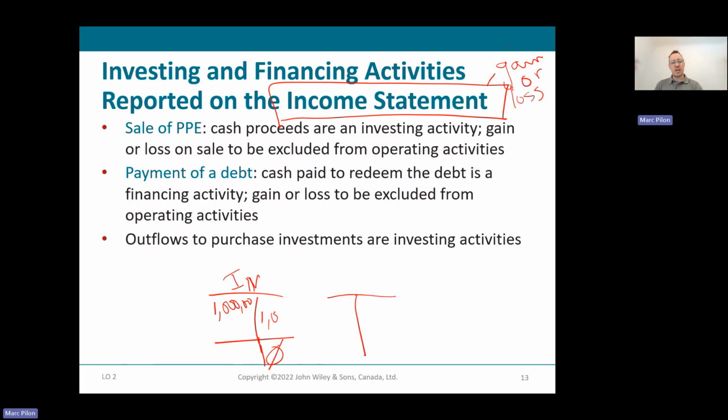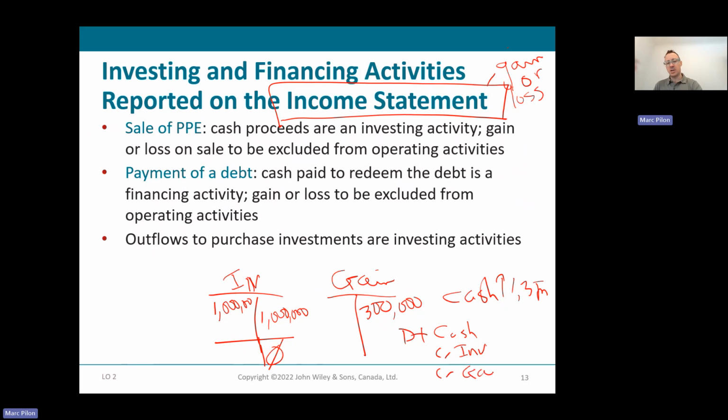So we need to derecognize 1 million, nothing more. Where does the difference go? The difference goes to gain, right? And my cash goes up 1.3 million. What would be the journal entry? It'd be debit cash, credit investment, and then credit gain, right? Cash would be 1.3, the investment would be 1.0, and the gain would be 0.3. So what goes to the income statement is only the gain.